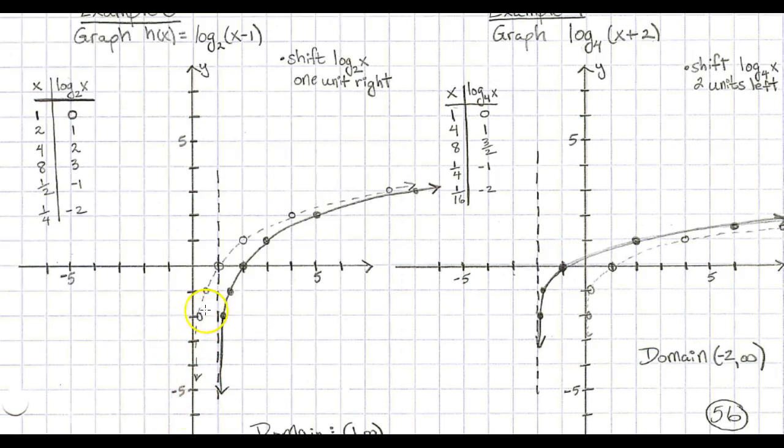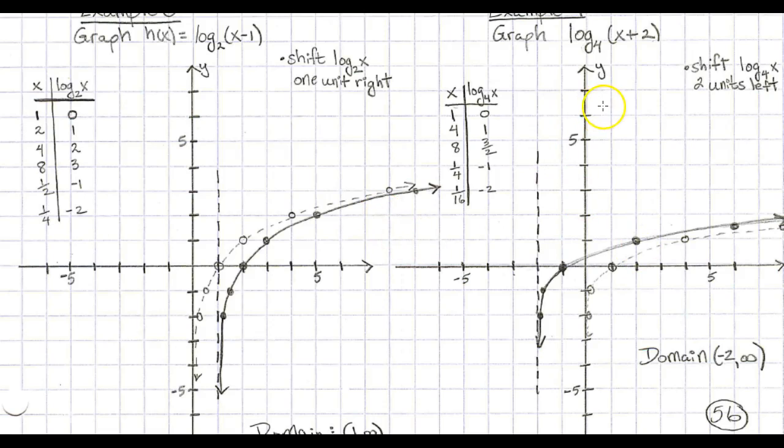So I draw that in with a dotted line, and I say to myself, well, shift all of these points 1 unit to the right. So (1/4, minus 2) becomes (5/4, minus 2). (1/2, minus 1) becomes (3/2, minus 1). You with me so far? Good. (1, 0) becomes (2, 0), shifting everything 1 unit to the right. (2, 1) becomes (3, 1). (4, 2) becomes (5, 2). (8, 3) becomes (9, 3). And then I connect those, and that is the function that I want.